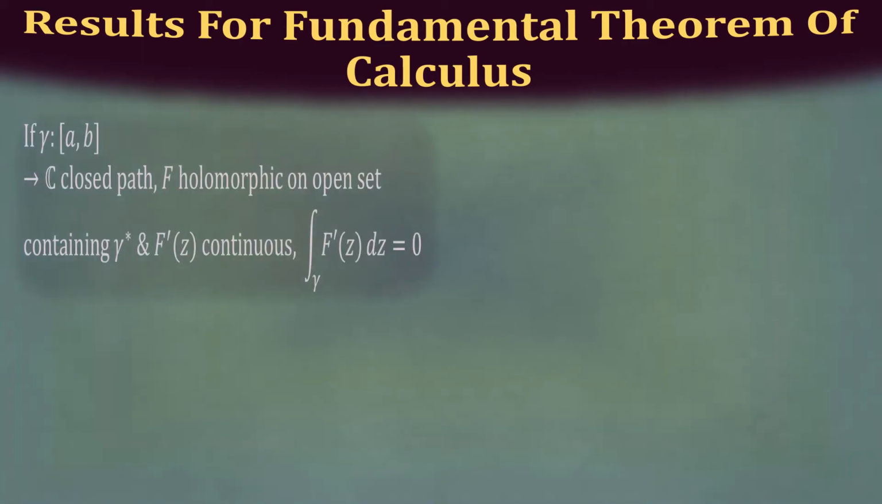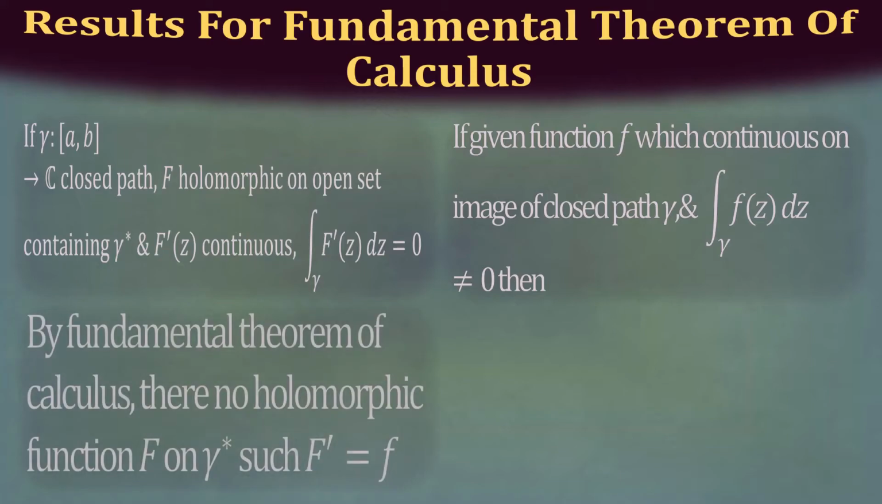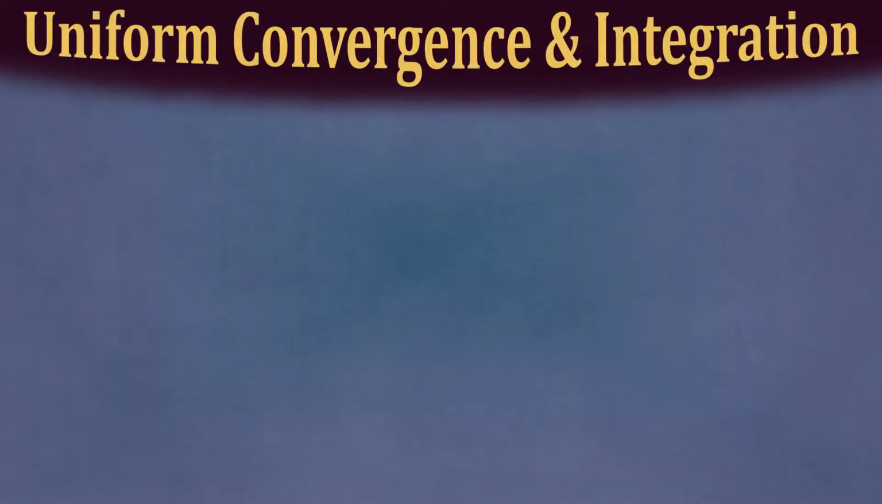Next, let's give some results for the fundamental theorem of calculus. If γ from [a, b] to the complex numbers is a closed path, F is a holomorphic function on an open set containing γ*, and F'(z) is continuous at each point of γ*, then the integral over γ of F'(z) dz is equal to 0. Also, if we are given a function f which is continuous on the image of some closed path γ, and the integral over γ of f(z) dz does not equal 0, then, by the fundamental theorem of calculus, there can be no holomorphic function F on γ* such that F' is equal to f.